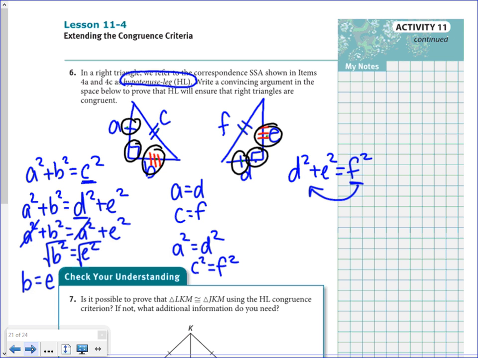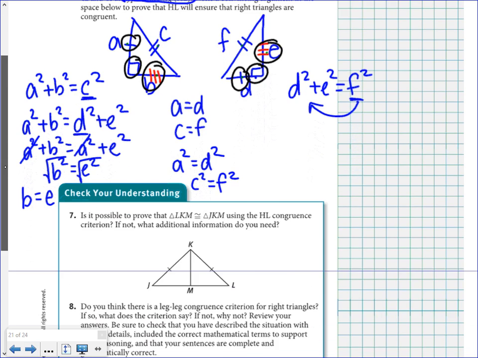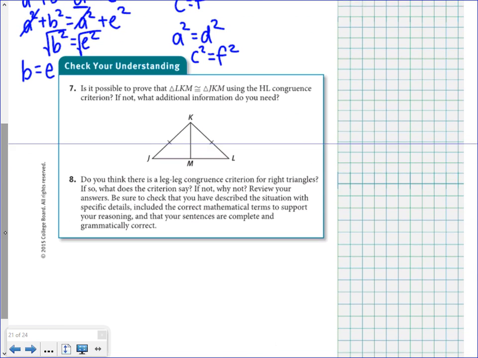So if you have a right triangle, you want to see, is it congruent by hypotenuse leg? It may be, it may not be. If it's marked as side, angle, side, or side, side, side, then you can use that one. However, if you end up with side, side, angle, and you don't have a right angle, then the triangles would not be congruent. So now let's look here. Is it possible to prove that the triangles are congruent using the hypotenuse leg criteria?